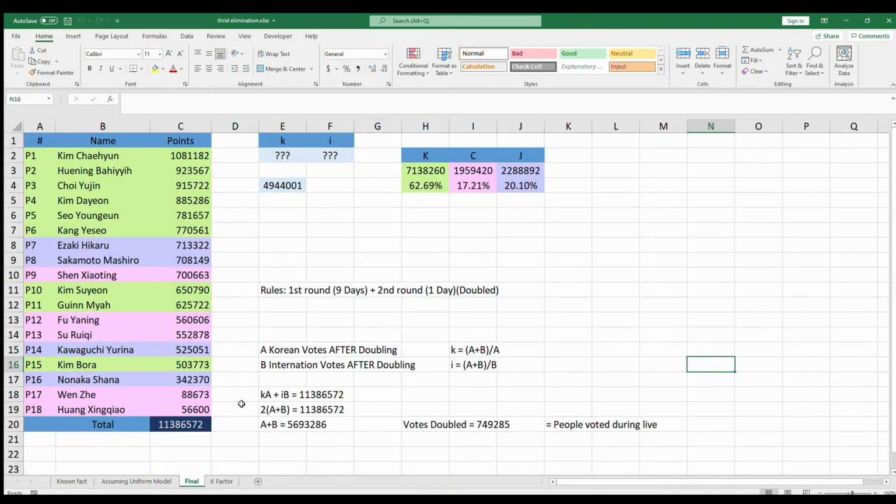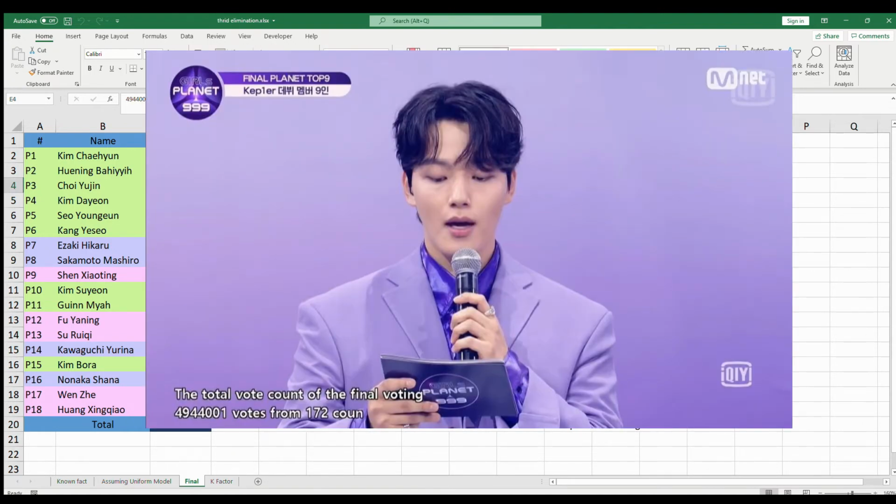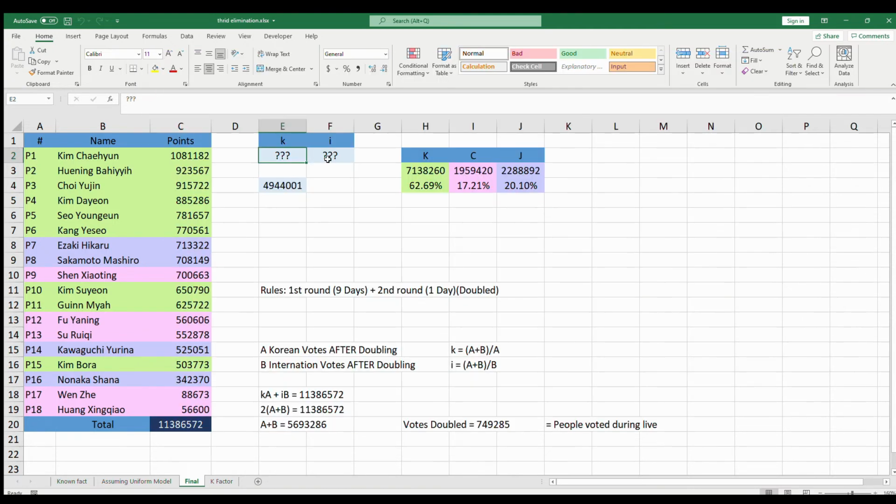For the final, I add up the points by group. It's just... I have no comments. And anyway, adding up the points, you will get 11 million something. But the show says the votes are just 4 million something. This is because we forgot to multiply the votes by the enormous K factor and the little I factor.